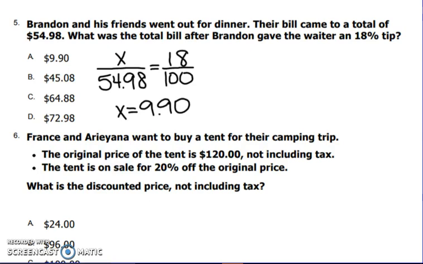But before I go ahead and select answer choice A, remember, we always have to go back and read the question. Notice I'm solving for X, but I'm not automatically selecting an answer choice, because I'm going to go back here and I'm going to notice that it says what was the total bill. Well, what does total mean? Total means that you need to add some things together, and that was after the tip. So I'm going to take my total, which was $54.98, and add that to $9.90. The total bill after Brandon gave the waiter an 18% tip was answer choice C, $64.88.